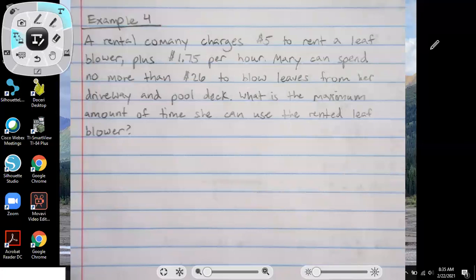Okay, example 4 says a rental company charges $5 to rent a leaf blower plus $1.75 per hour. Mary can spend no more than $26 to blow leaves from her driveway and pool deck. What is the maximum amount of time she can use the rented leaf blower? Okay, this example is going to be set up exactly like example 3.